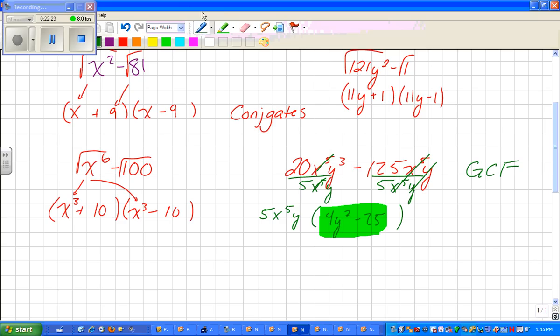And if you notice, it's looking a little better. I can take the square root of both of those. So the square root of 4y squared is 2y. The square root of 25 is 5. So to make the conjugates, I get 2y plus 5, I get 2y minus 5, and do not forget about that GCF. That's the difference of 2 squares.